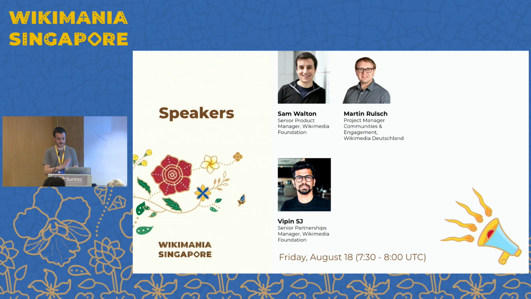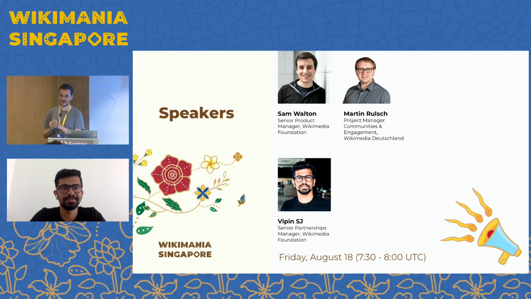So we have 3 speakers, or maybe 2.5 speakers. Vipin is joining us remotely. He's going to be here for the Q&A, but just Martin and I are presenting. So I'm Sam. I'm a senior product manager at the Wikimedia Foundation. I've been working on the Wikipedia library for about 7 years now. So I actually joined the foundation to work on it, having used it as an editor before that. And I'm joined by Martin, who's a project manager at Wikimedia Deutschland, who's been working with us to help get some German language partnerships in the library. And so he's going to be talking a bit about that towards the end.